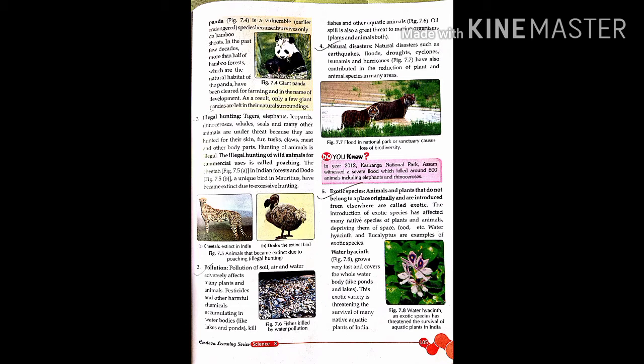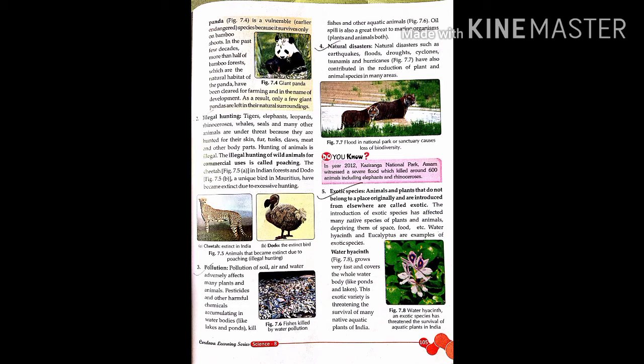So because of that, the other organisms, whether they are plants or animals, living in that particular area get affected because they have to suffer for food and proper place, because some other animals are coming there and living, so they have to suffer for this. These are called exotic species. The examples given here, water hyacinth and eucalyptus, are the best examples of exotic species. Water hyacinth grows best in water, and eucalyptus is also an example of exotic species.